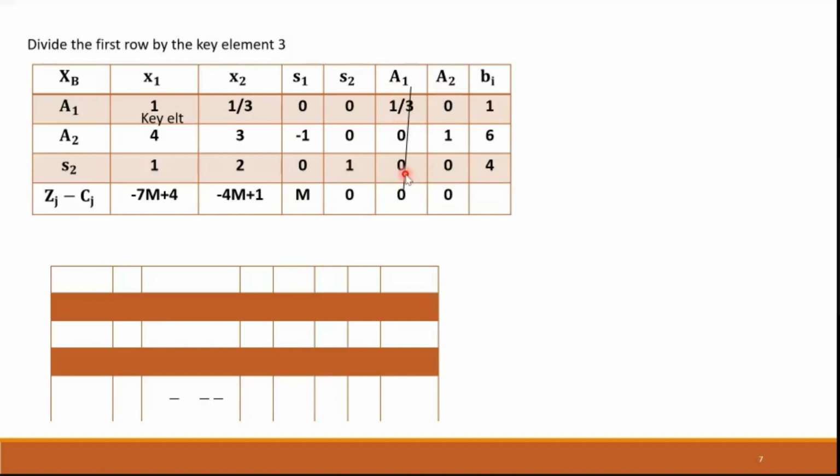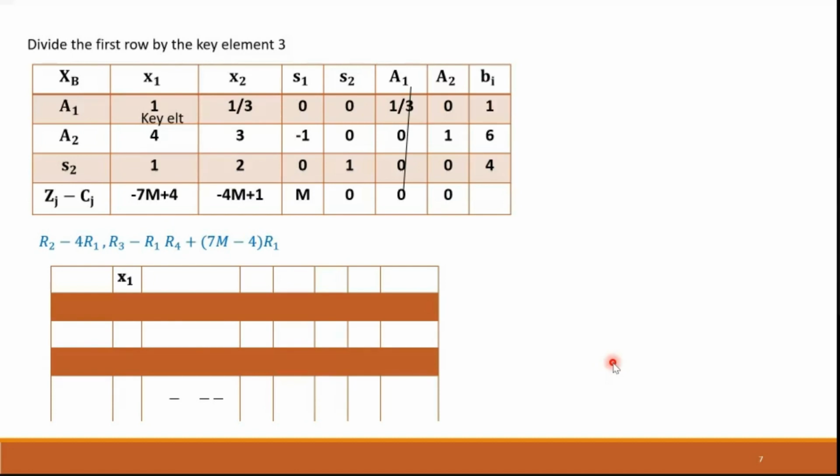Just cancel and write the remaining variables. Okay? So this one is already 0 1 0, we have to keep it the same, only this we can cut. Now this is a key element. Make these 3 elements equal to 0. 4 to 0, 1 to 0 and this to 0. So row transformations will be R2 minus 4R1, R3 minus R1 and R4 plus 7M minus 4R1.